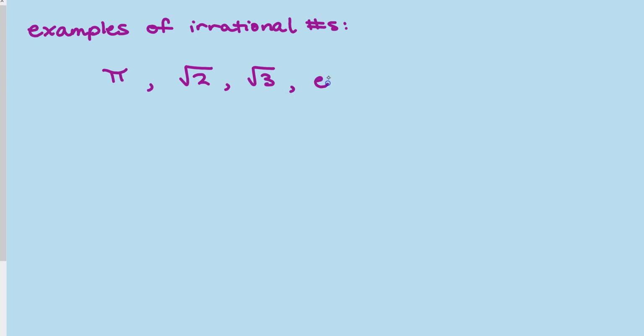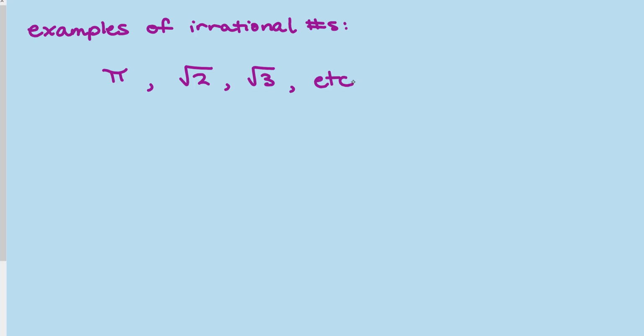So remember, irrational numbers are numbers that cannot be written as a fraction or a ratio of one integer over another. So examples that you're probably familiar with would be pi, square root 2, square root 3, square root of anything that's not the square root of a perfect square.